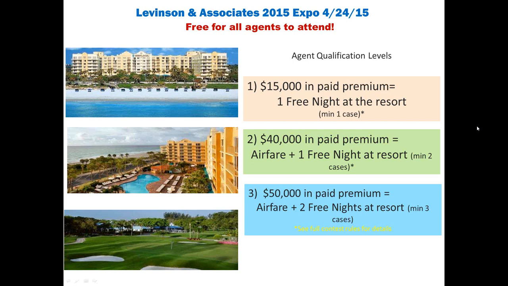The second level is $40,000 in paid premium. That'll get you round-trip airfare from wherever you are to the actual resort, and then you get one free night. Step 3, or qualification level 3, is $50,000 in paid premium. That'll get you that same round-trip airfare plus 2 free nights at that resort.